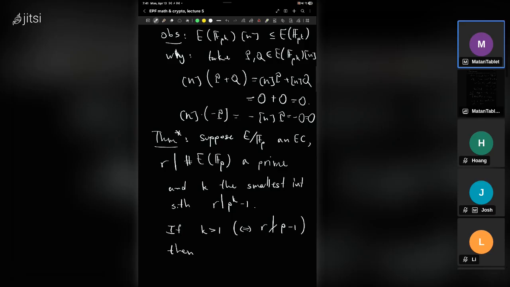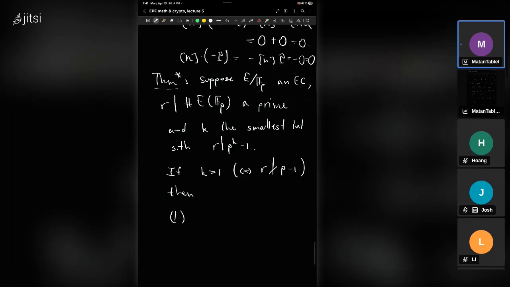then I have two major statements. One is that the R torsion points of E over FP are isomorphic to integers modulo R. And second, the R torsion points over Fp to the K are going to be isomorphic to integers modulo R times integers modulo R.